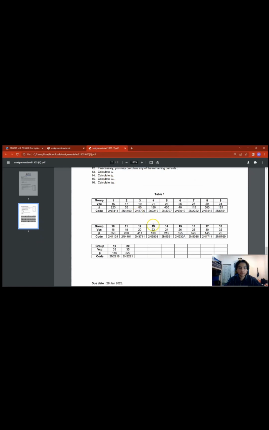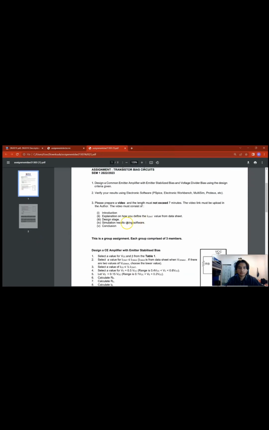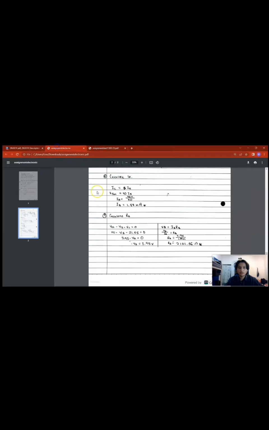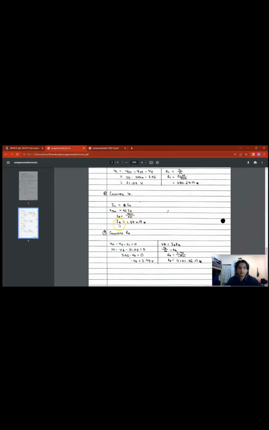For this question, we need to show the simulation result by using software. I will be using Proteus, and after I run Proteus, I get IB equals 10.8 milliamp. But from the calculation, I get IB equals 1.88 milliamp. It is different because the beta value is different between the simulation and the calculation. That is all from me. Thank you.